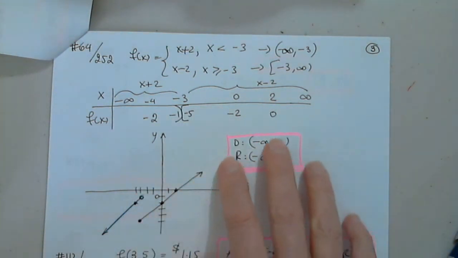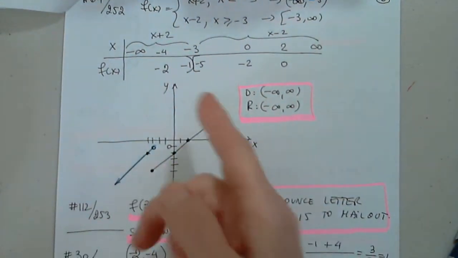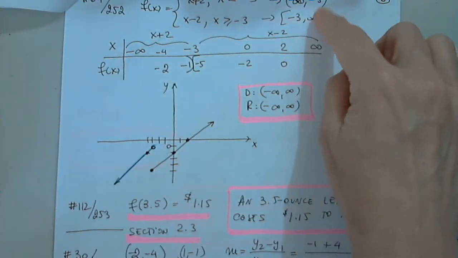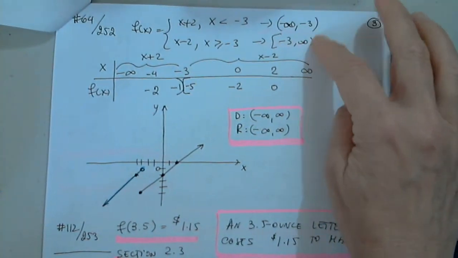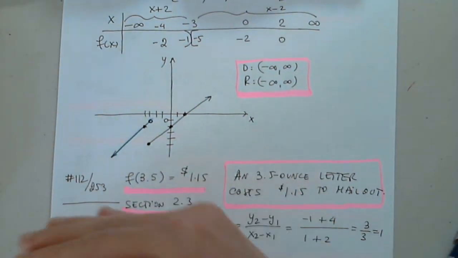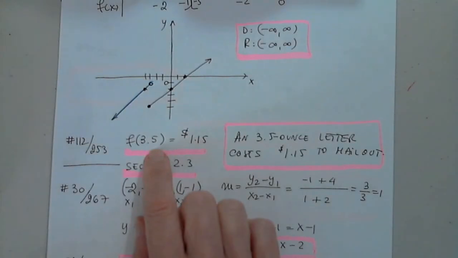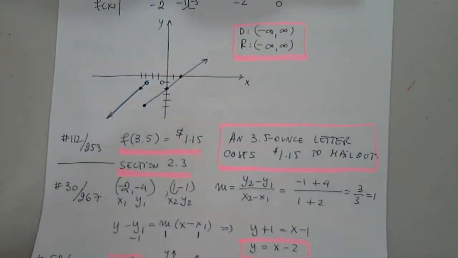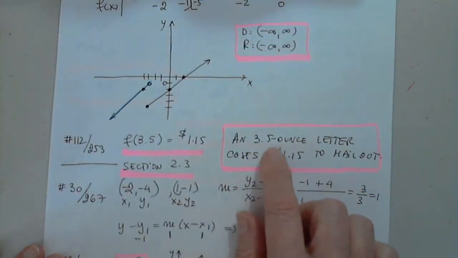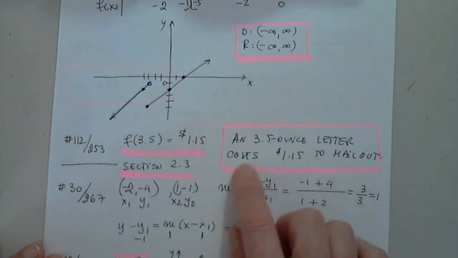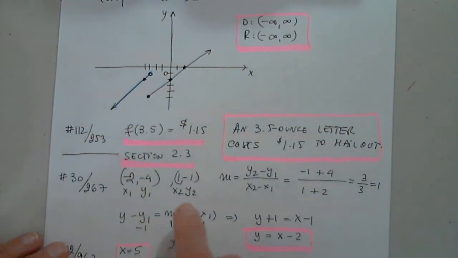So I plot the points, and I found the domain and range. Of course, the domain was determined from the very beginning, from these two. And the range is also all real numbers. Here we're reading from a graph. F of 3.5 is 1.15, which means a 3.5 ounce letter will cost this to mail out.